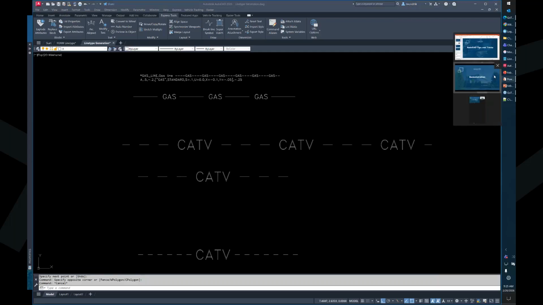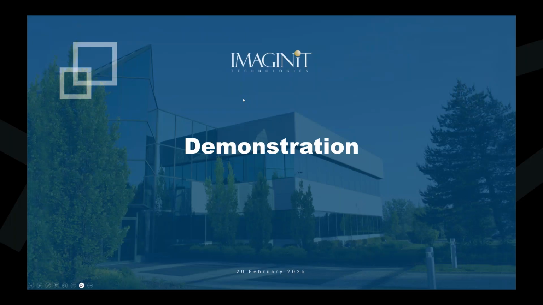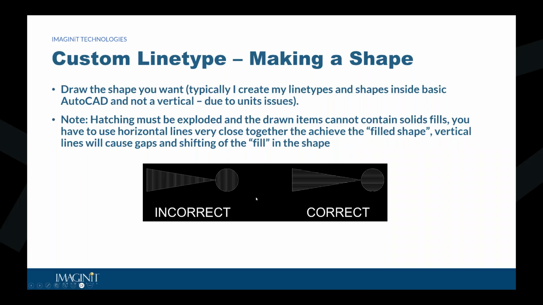Now we're going to go on to some of the more complex things. Sometimes we don't necessarily want text, we want a shape. Now we're going to talk about how we make a shape. So draw the shape you want. I typically create my line types and shapes inside basic AutoCAD, not a vertical. This is just simply due to units. Just understand that I like using basic AutoCAD for line types just because it's simpler.